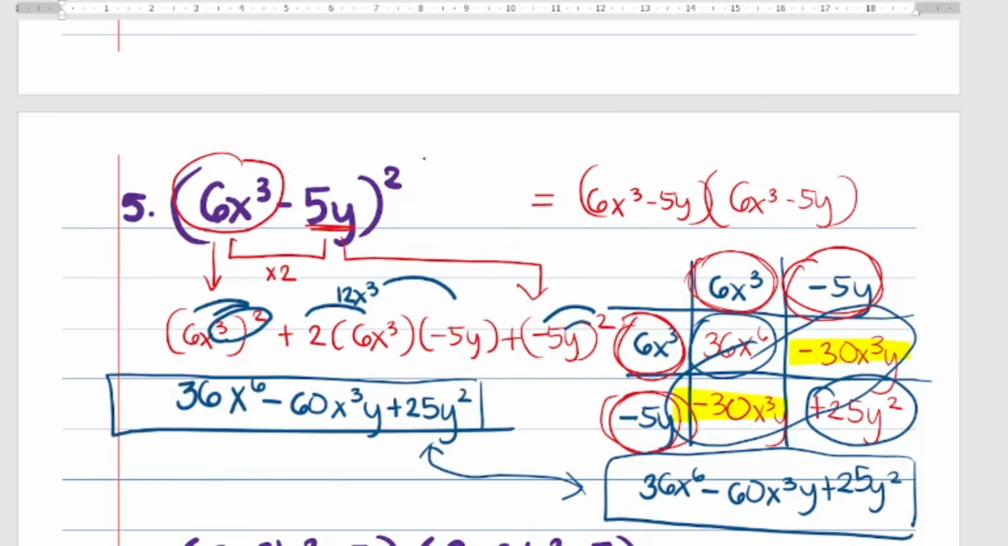The first method here, we are using the special product, so we are just using a pattern. Then the second one right here, we are using the box method, still utilizing the distributive property. So it's up to you.